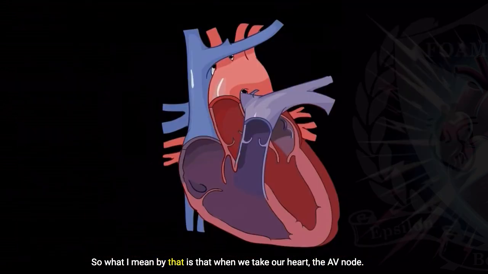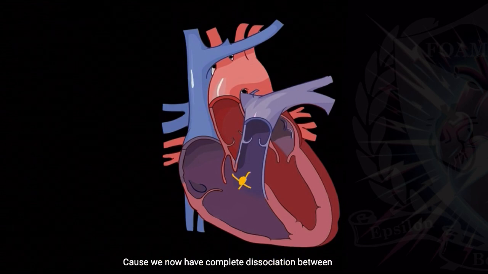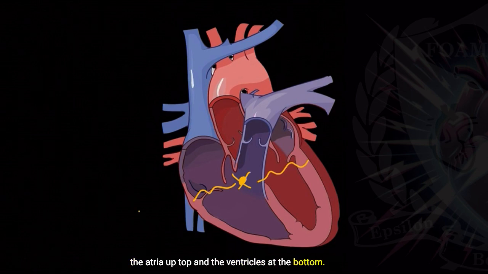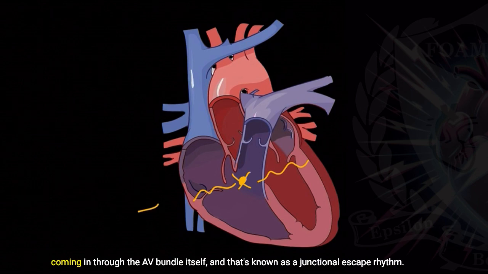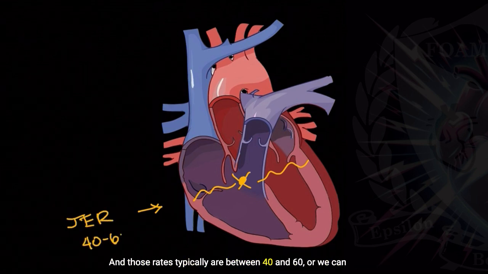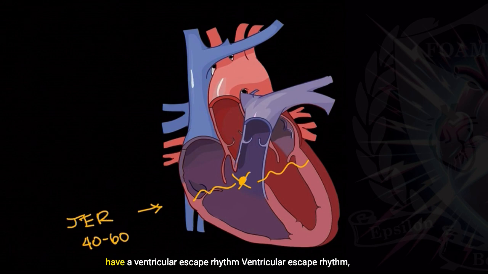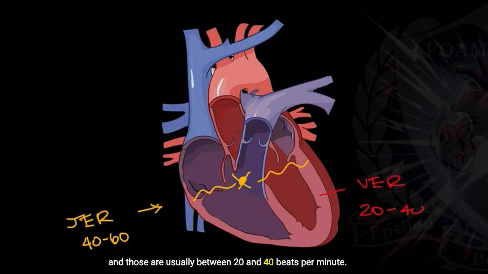What I mean by that is that when we take our heart, the AV node has been taken out of the question, right? Because we now have complete dissociation between the atria up top and the ventricles at the bottom. So in a complete heart block, we can have one of two fail-safe systems. Either a fail-safe coming in through the AV bundle itself, known as a junctional escape rhythm, and those rates are typically between 40 and 60. Or we can have a ventricular escape rhythm, and those are usually between 20 and 40 beats per minute.